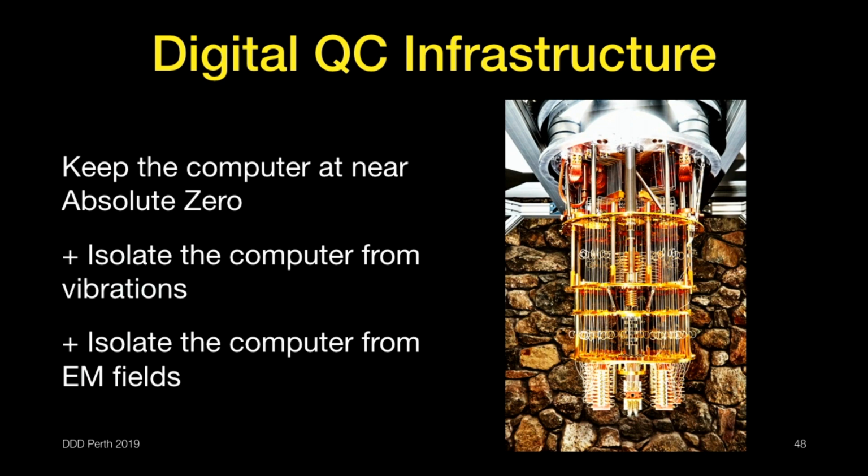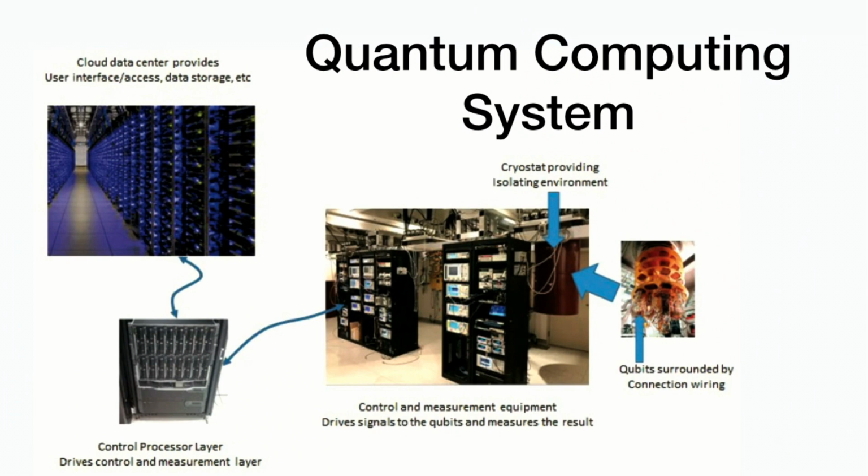Because if that quantum bit interacts with the outside world, radiation or vibrations, it'll become a classical thing again, and it will lose its quantum state. So we have to isolate it to keep it quantum. So we cover this up in a cylinder, and we make it into a cryostat here. It can be cooled down.